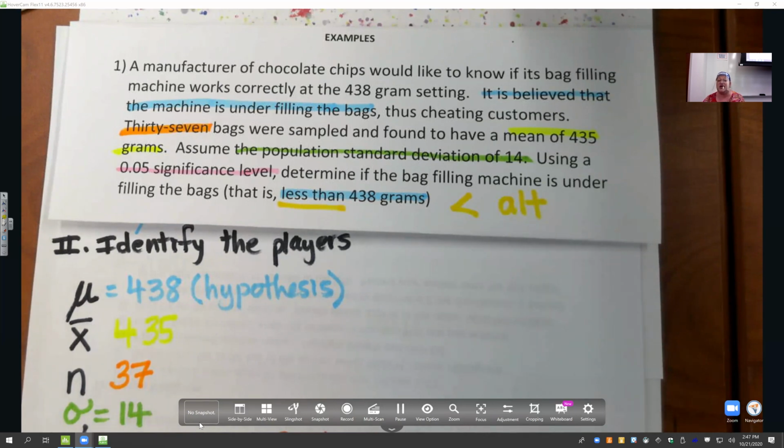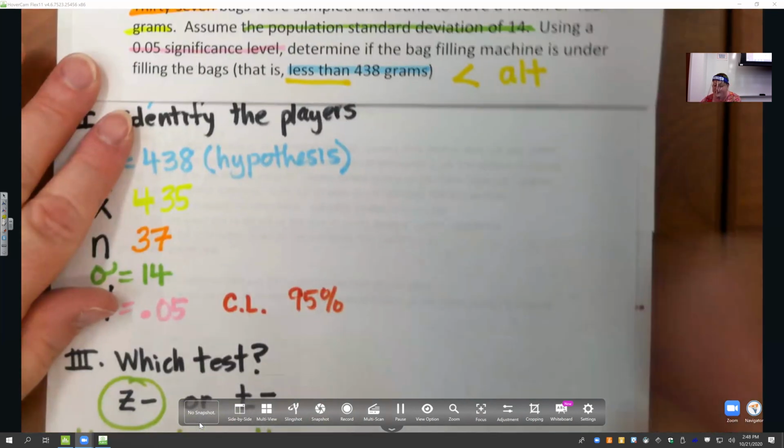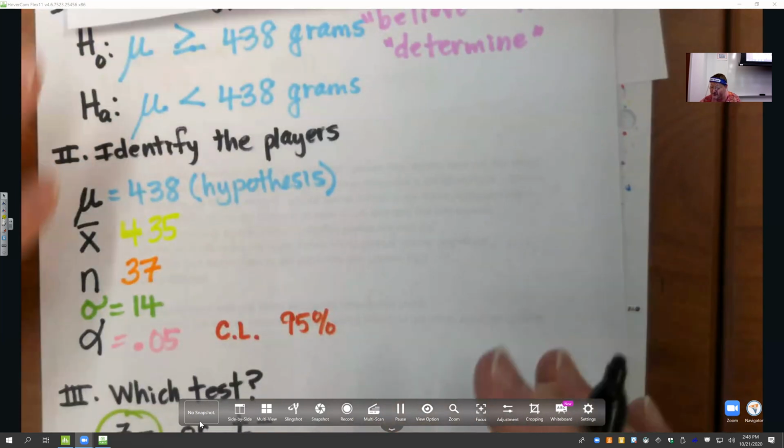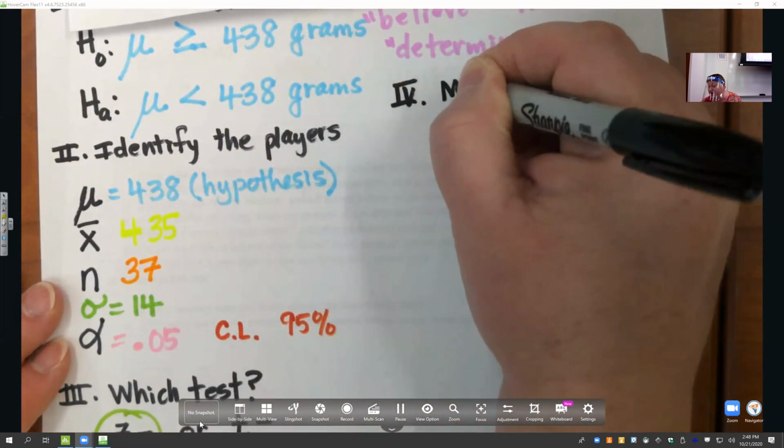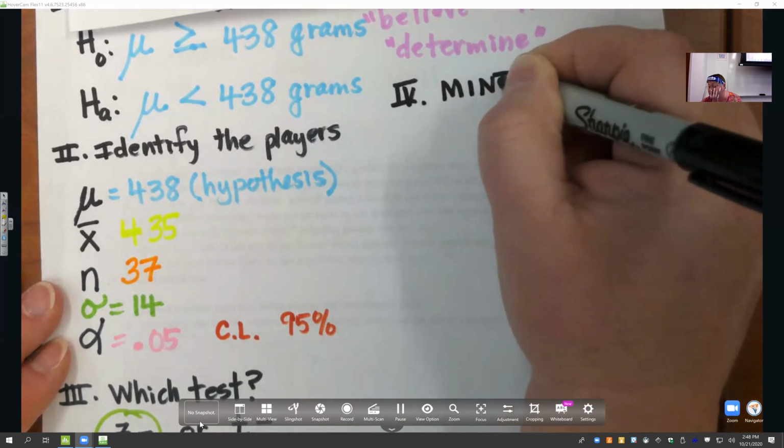So this one, because it clearly says in that fourth sentence, assume the population standard deviation of 14. I know the population standard deviation, I'm going to do Z. Now that I've decided which test to do, then I move to step 4, which is where we're going to go out and do our calculations.